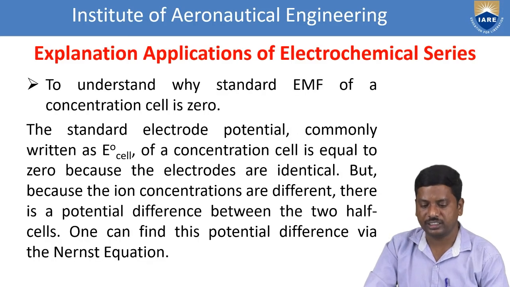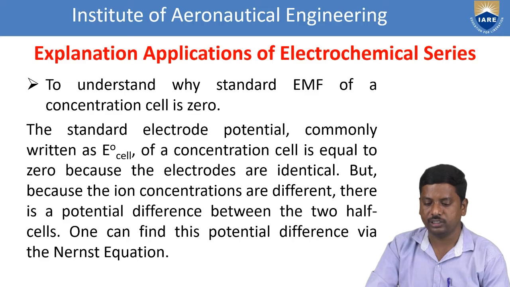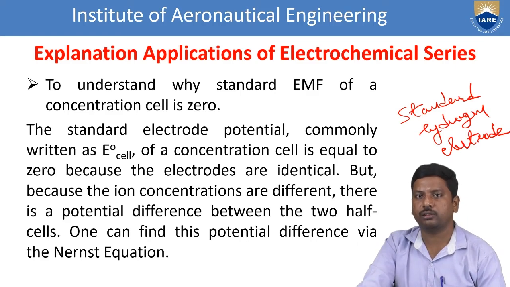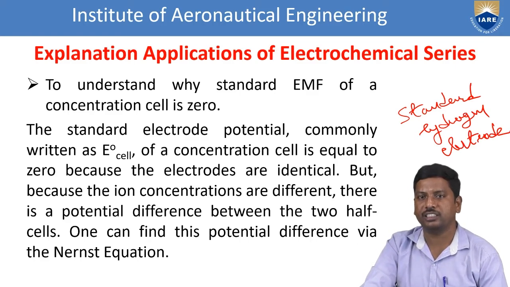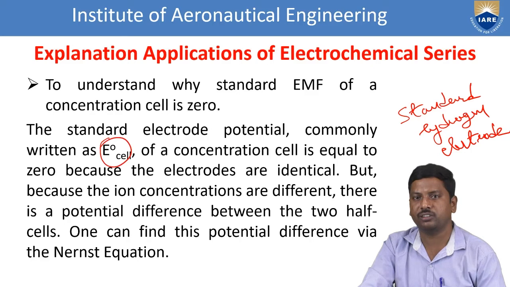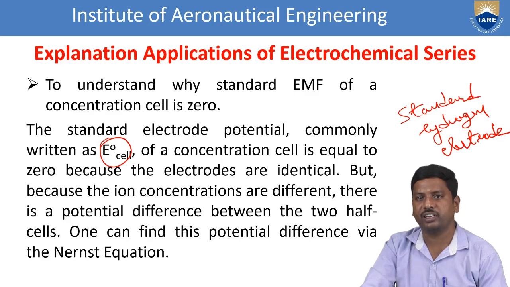And to understand why the standard EMF of a concentration cell is equal to 0, especially the standard hydrogen electrode. The standard electrode potential, commonly written as E0 cell, of a concentration cell is equal to 0 because the electrodes are identical. But because the ion concentrations are different, there is a potential difference between the two cells. So one can find the potential difference via the Nernst equation.